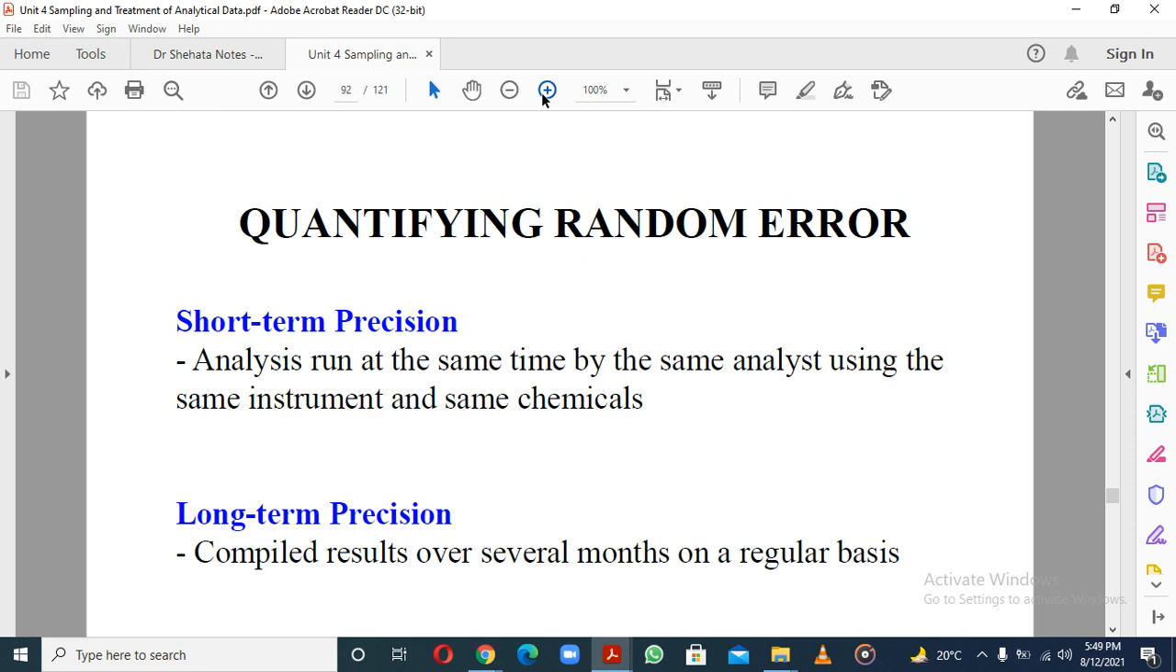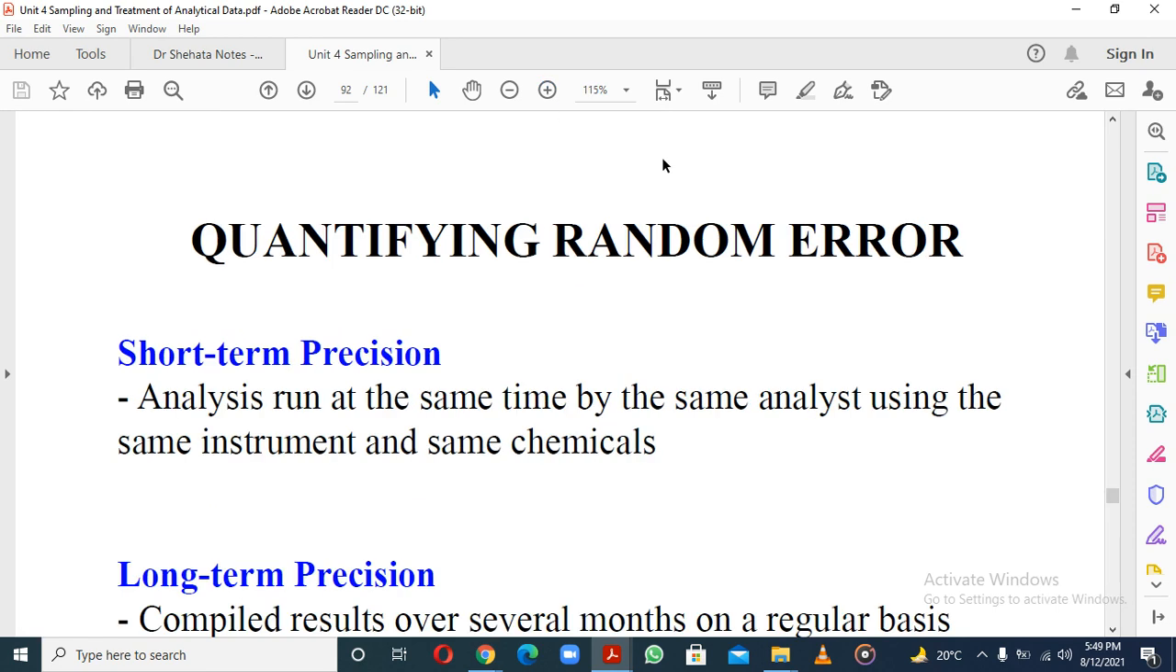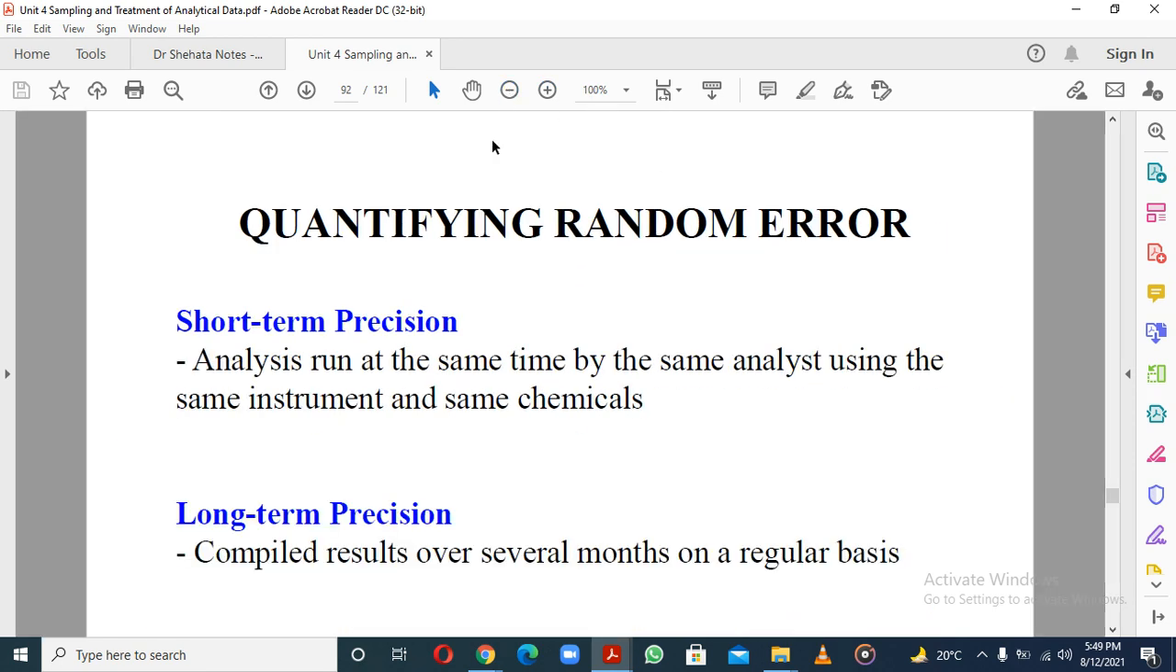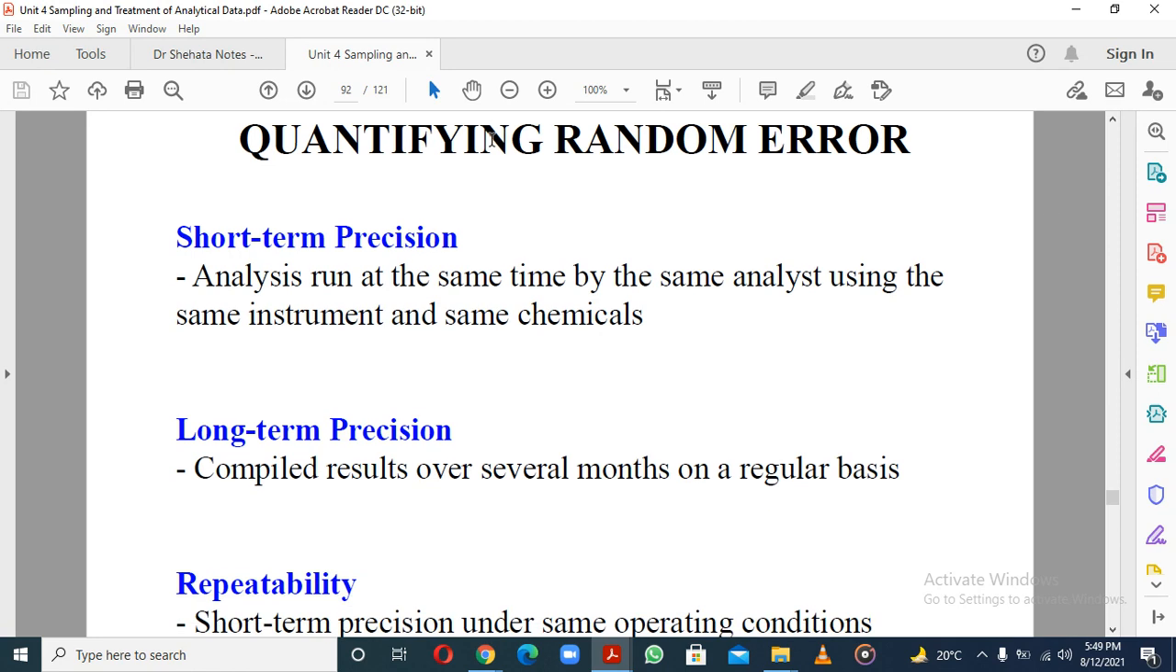So we were looking at how you can analyze and how you can quantify random error. We looked at the fact that you're going to have two types of errors. There are those errors which we call the systematic or determinate errors. Those are errors which you can actually identify and remove from your analysis. But then there are those errors which we call random or indeterminate errors. Those ones you can't ever remove from any experiment that you are doing.